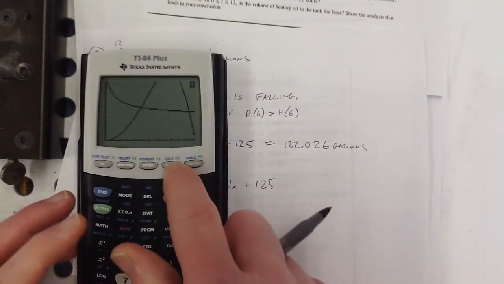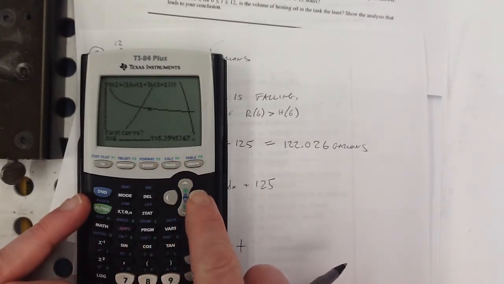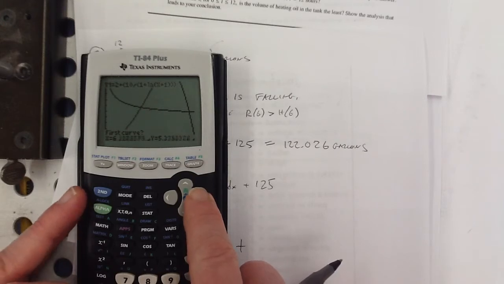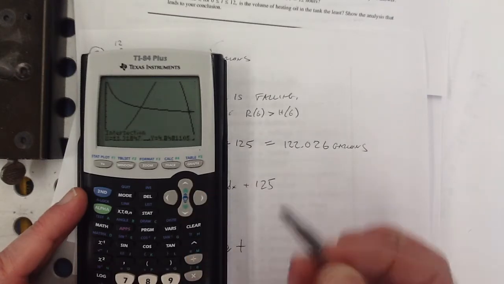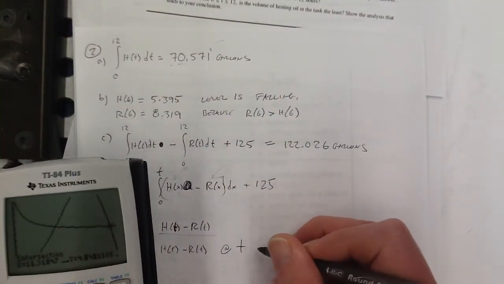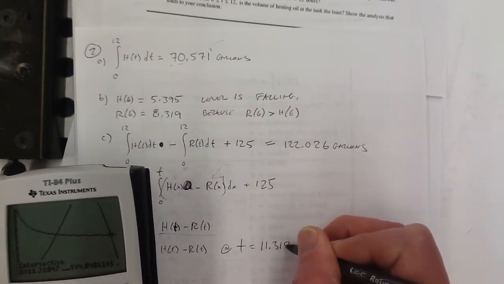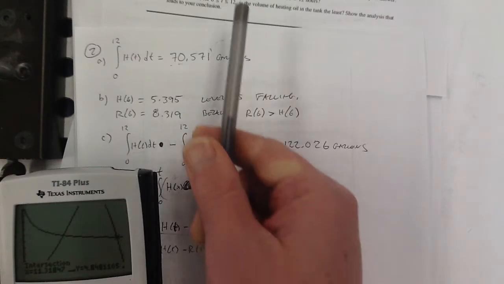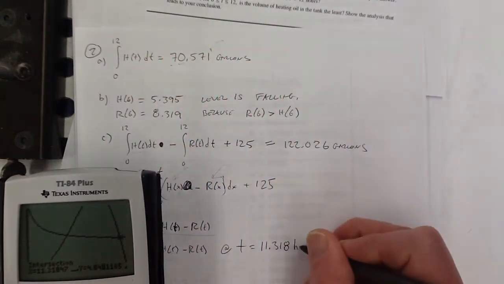So let's find that intersection. So I can calculate intersect, and we got to move over here because there's two intersections. I need the cursor to be closer to this one. 1, 2, 3. So that happens at time equals 11.318. What's our time unit here? Hours.